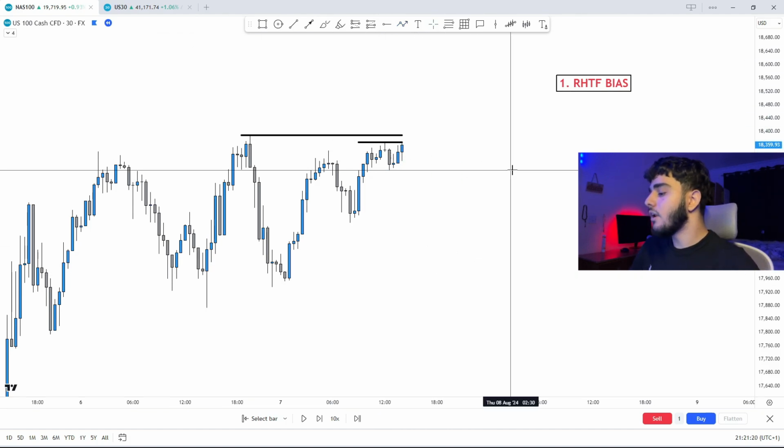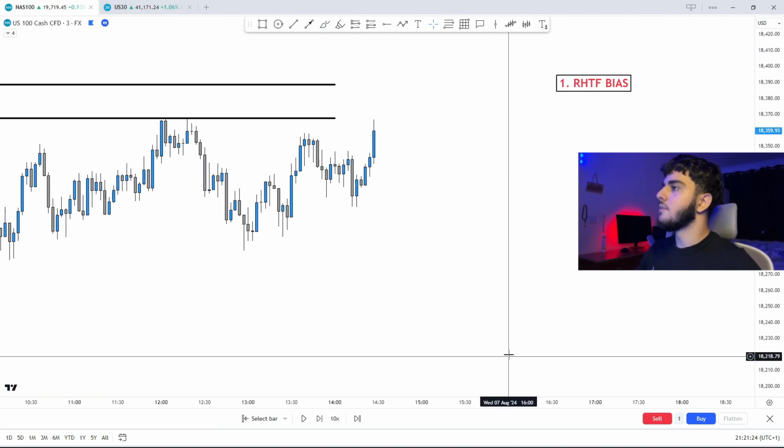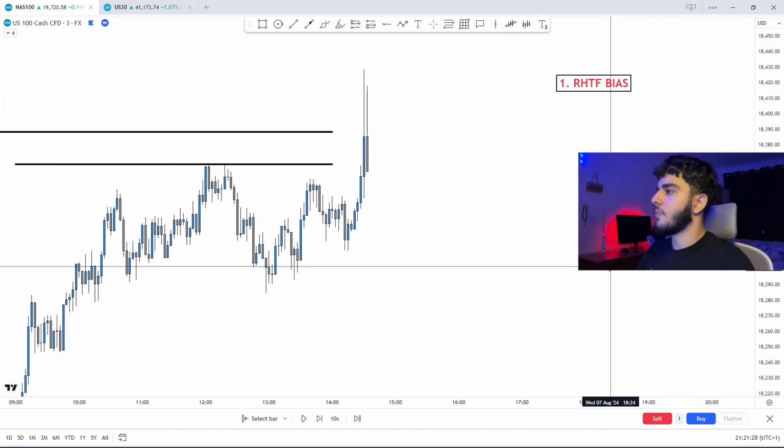So what do I need now? Now I need the confirmation on the 3-minute time frame for this particular trade. So let's see the sweep and then we'll wait for the shift in structure.